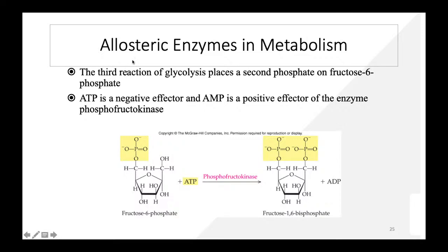In this reaction, we can see the third reaction of glycolysis places a second phosphate on fructose 6-phosphate. ADP is a negative factor and AMP is a positive factor of the enzyme phosphofructokinase. So we have fructose 6-phosphate plus ATP and phosphofructokinase, giving fructose 1,6-bisphosphate plus ADP.